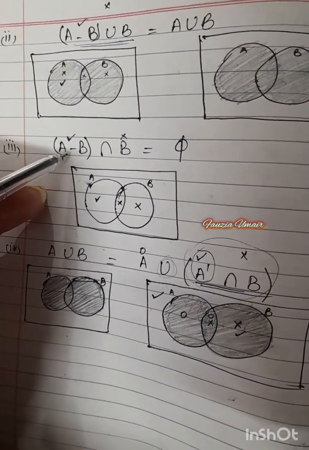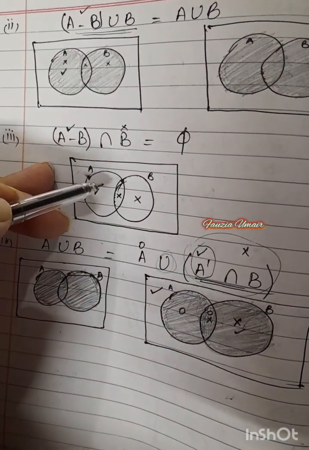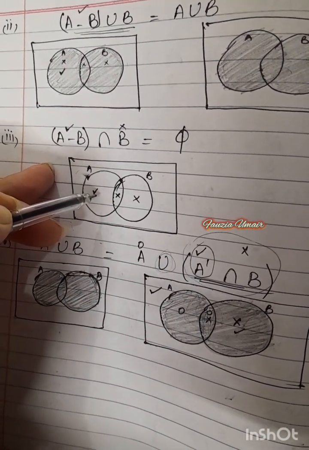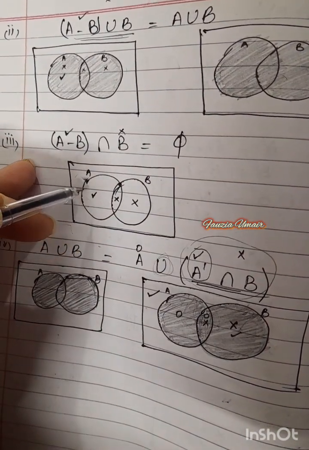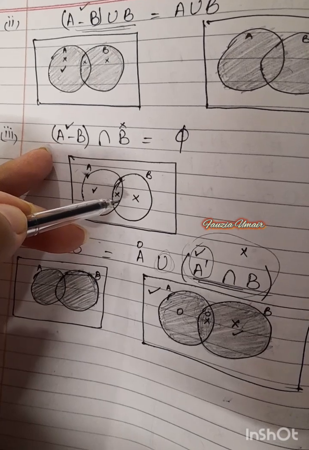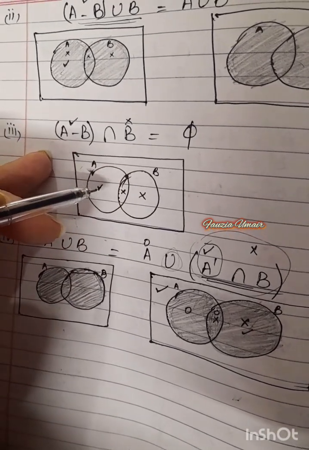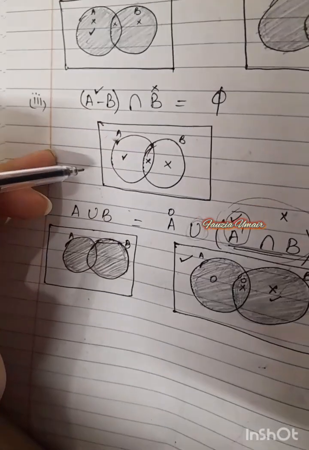Now the third part is (A minus B) intersection B. This time they are taking the intersection. You can see A minus B is only this part, which you can see on your screen also. So just the elements which are there in A, not the common elements. So B is not even there in A minus B, so it's an empty set.